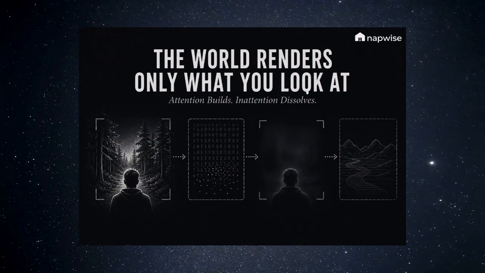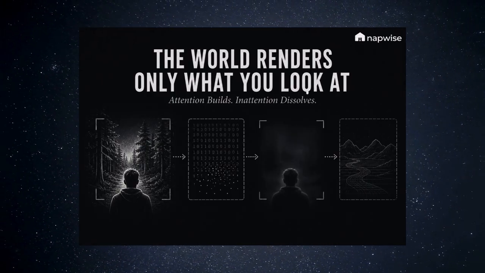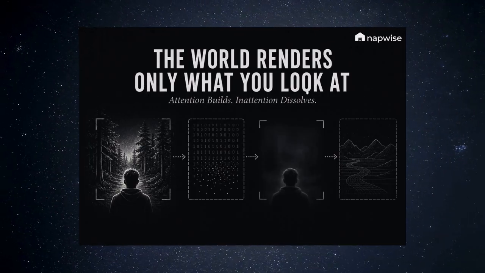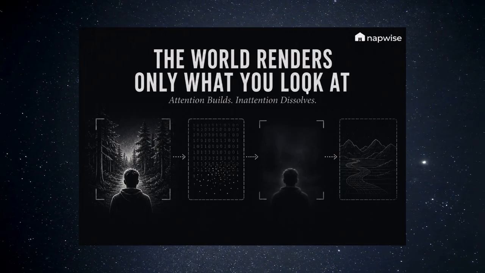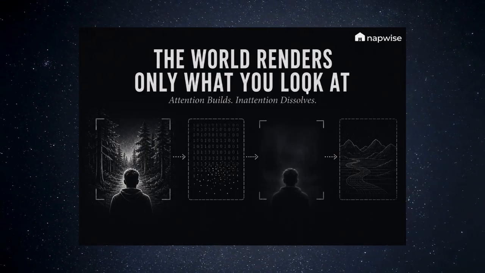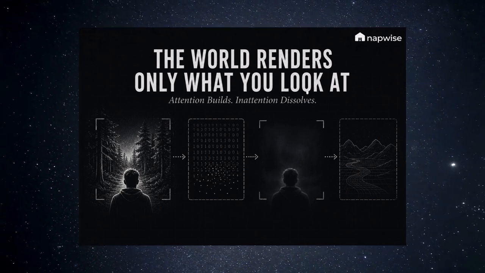This is called selective rendering, and it's not a shortcut. It's the only way to run a world this large on limited hardware. The physics of every blade of grass you're not looking at would crash the system. So the world stays consistent and beautiful everywhere you look by simply not existing anywhere you don't. It waits for you to need it before it becomes real.